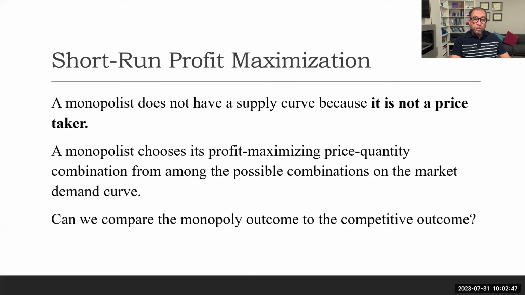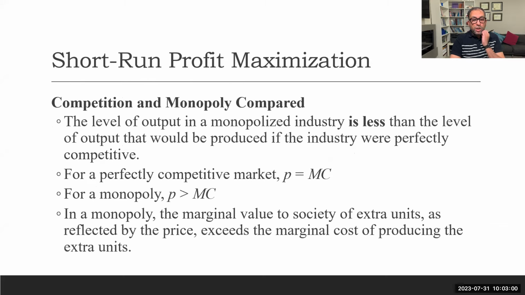The monopolist chooses its profit maximizing price and quantity combination from among the possible combinations on the market demand curve. Can we compare the monopoly outcome to the competitive outcome? Yes, competition and monopoly compared. The level of output in a monopolized industry is less. So how can the monopolist charge more? Because they are producing less as compared to a competitive market, the level of output that would be produced if the industry were perfectly competitive.